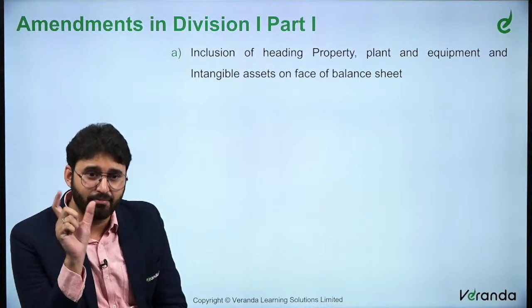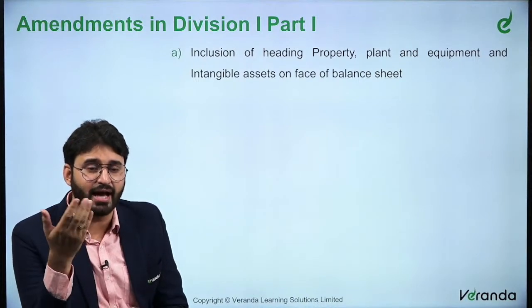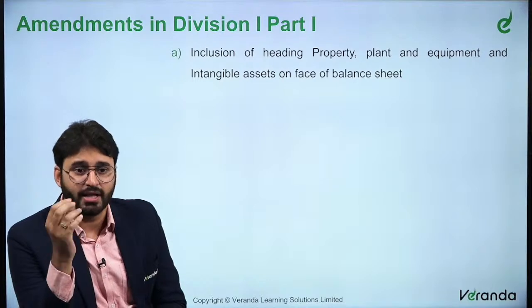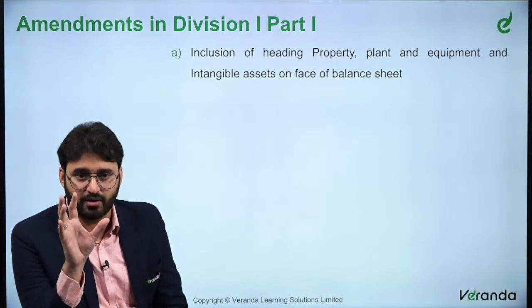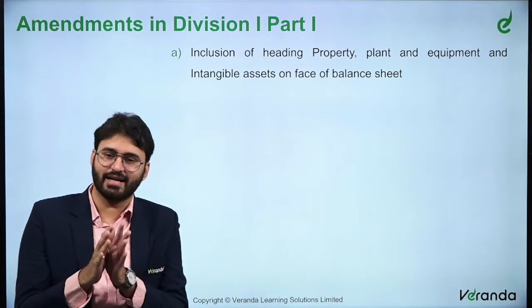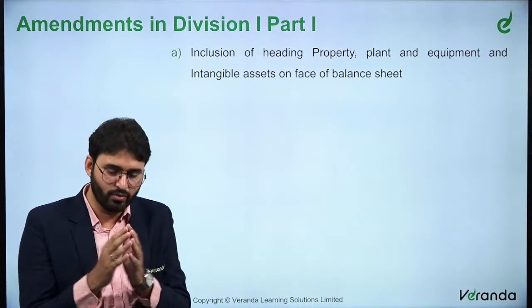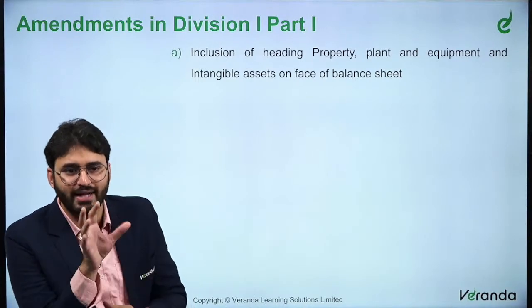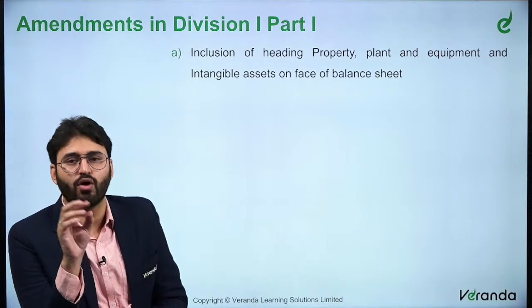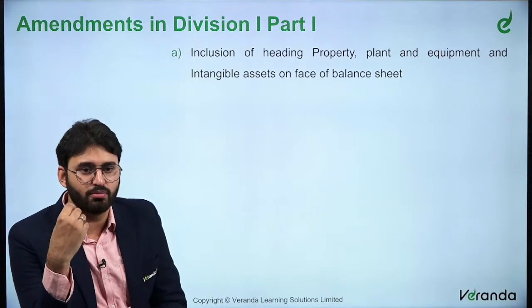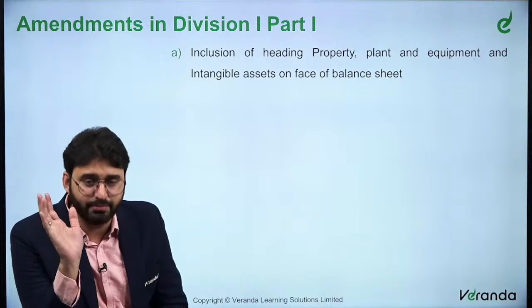But here, since there are amendments, which are made applicable for your May 22 exam, this is very, very important. If you just look at this lecture, you will at least get an idea. You spend your 2 hours, and you will get some idea as to what the amendments are. You don't have to memorize all the amendments. It is not practically possible.